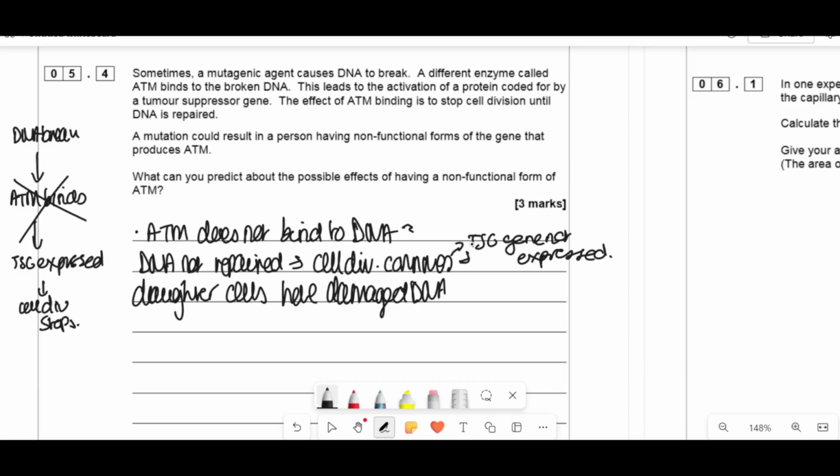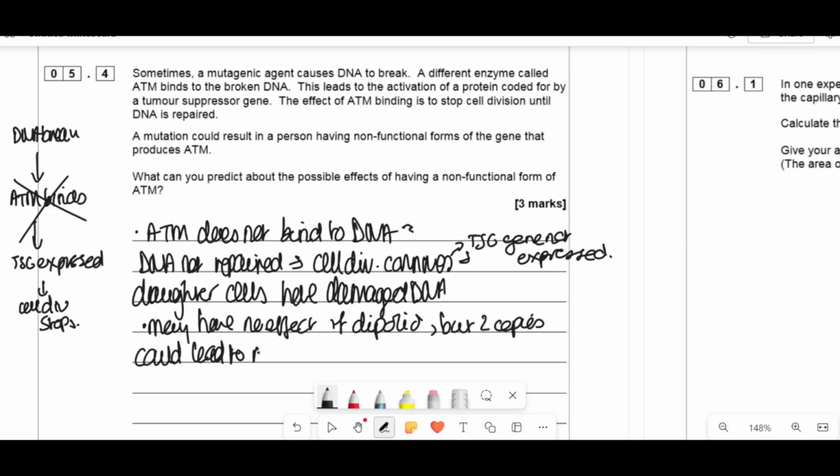But we're also not done, because it's just saying it's a non-functional form of it. Well, remember that there are diploid organisms and they can have 2 copies as well, so it may have no effect if diploid, but 2 non-functional copies could lead to no ATM working, and that can lead to problems like cancers and stuff like that. So I guess you could say that's your effect as well.